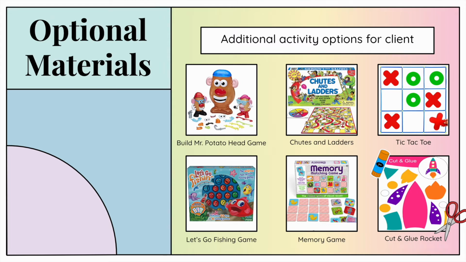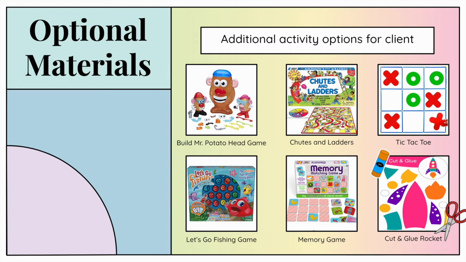You could do a more hands-on game like Let's Go Fishing or Build Mr. Potato Head, where they have to do 10 successful productions before they can fish for a fish or spin for an item to put on Mr. Potato Head. Or you could even do a craft or drawing activity like tic-tac-toe or the cut and glue rocket, where you would need also glue and scissors. Any of these work. You just have to be able to also include the 10 targeted productions in between each quote-unquote turn that the child is taking so that they're motivated and engaged.